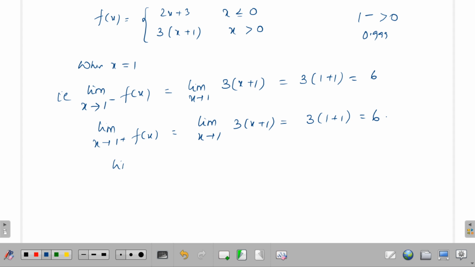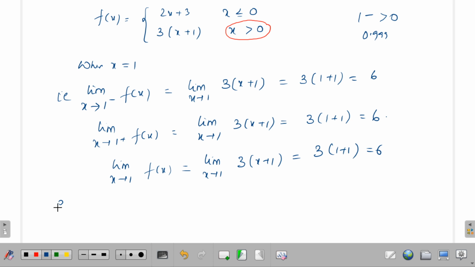And lastly, limit of x tends to 1, your f of x. That means x is equal to 1. When x is equal to 1, again, it means that your x is greater than 0. So if it's greater than 0, that means I have to write on something again. So limit of x tends to 1, 3x plus 1, which is again 3 of 1 plus 1, nothing more than 6.